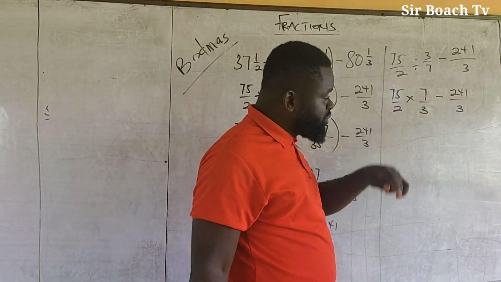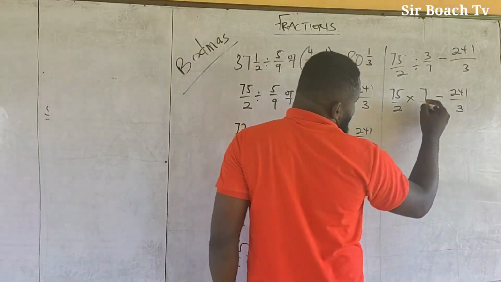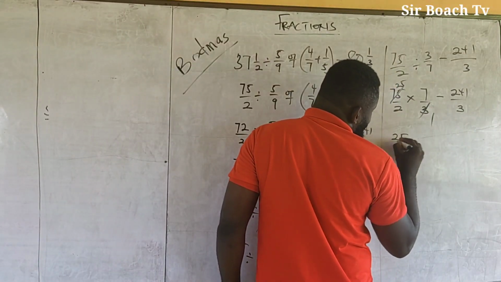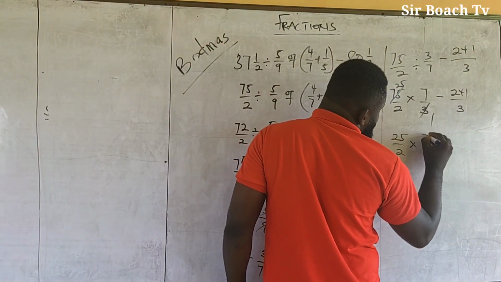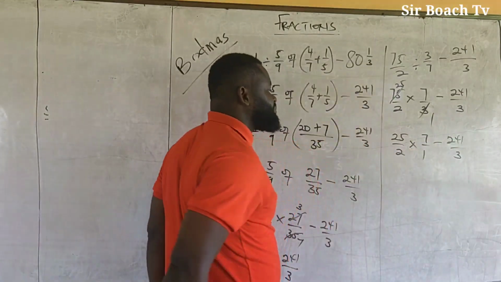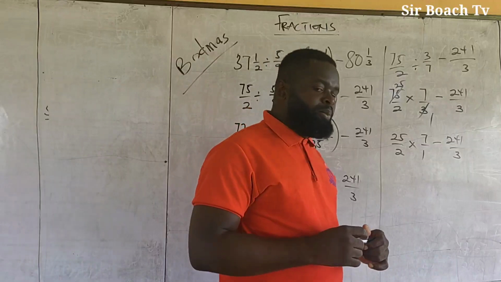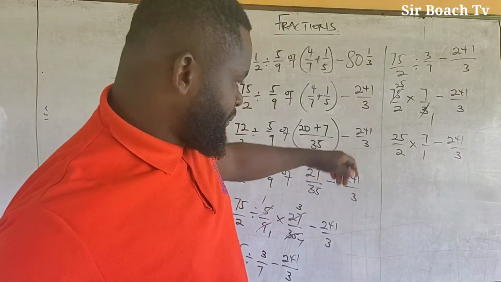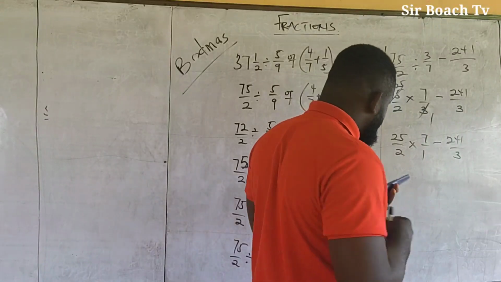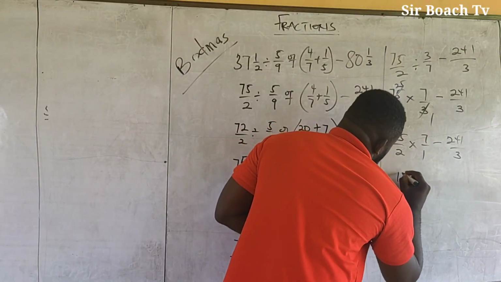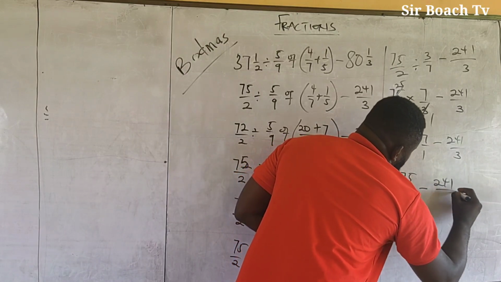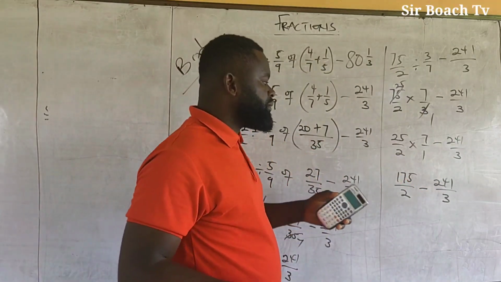Now, after doing that, we can do some calculation here. Now, 3 goes here, 1 goes here, 25. So I'm going to get 25 on 2 times 7 on 1 minus 241 on 3. Now, from there, we multiply the tops for the multiplication, and the bottoms as well. So 25 times 7 will give me 175. I'm getting 175 on 2 minus 241 on 3.